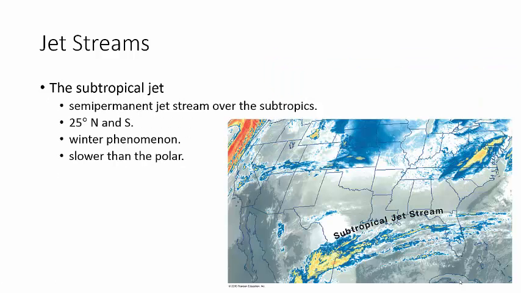There's also the subtropical jet, and that's down here. Oh, look at that. We're right in the way of it. This is semi-permanent, which means that it's not there all year round. It usually happens in the winter. It starts at about 25 degrees north and 25 degrees south on both sides of the equator, and goes up a little bit higher, as you can tell, because we're in the 30s, and that's sitting there. And this one is much slower.